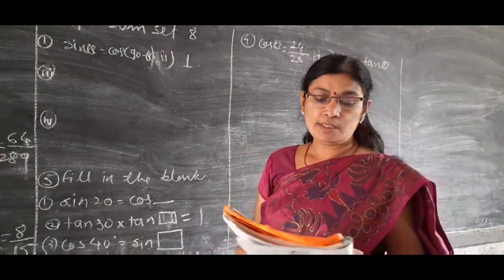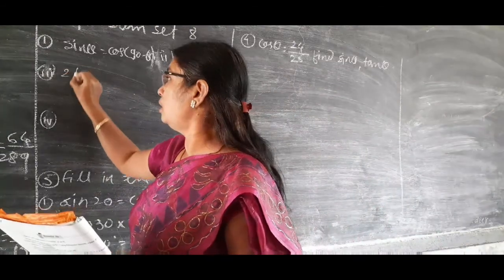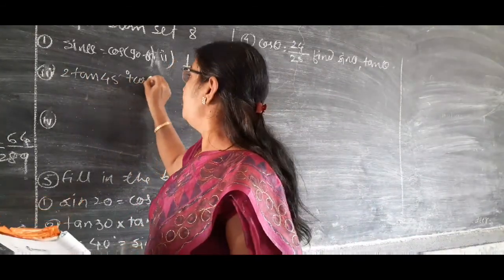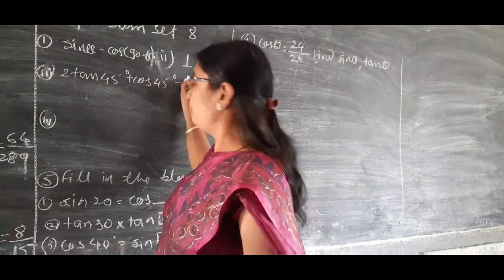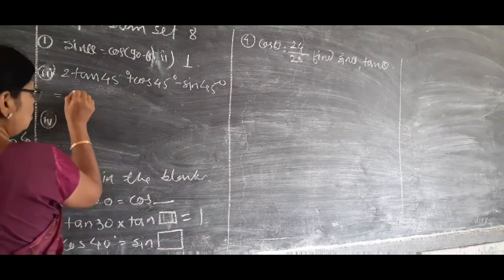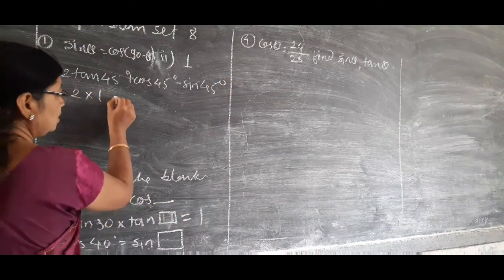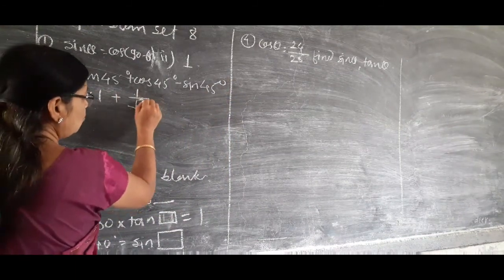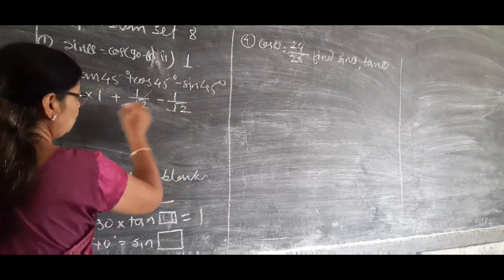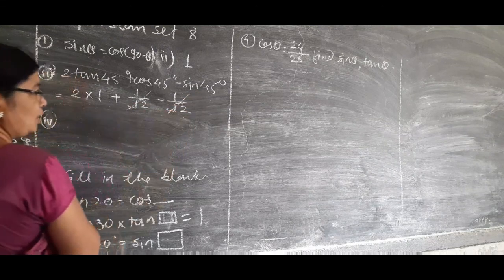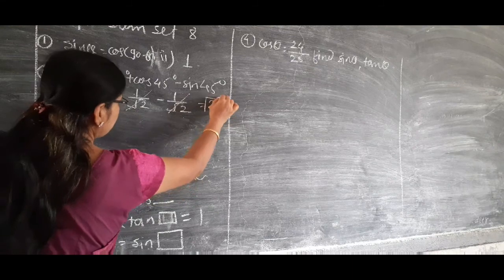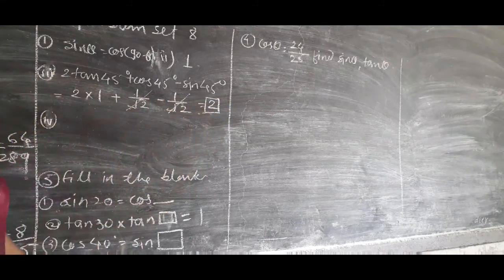Then the third question. Here you have to solve the question: 2 tan 45 plus cos 45 minus sin 45. Here you have to put the values. Tan 45 is 1. Cos 45 is 1 upon root 2. Sin 45 is 1 upon root 2. So 1 upon root 2 plus 1 upon root 2 minus 1 upon root 2 will be cut, and 2 into 1 is 2. So what is your answer? 2 is the correct answer.